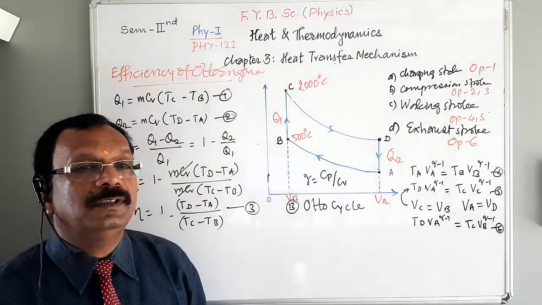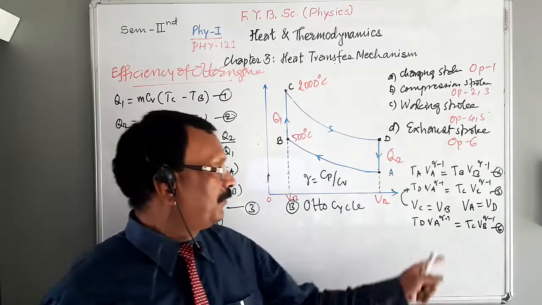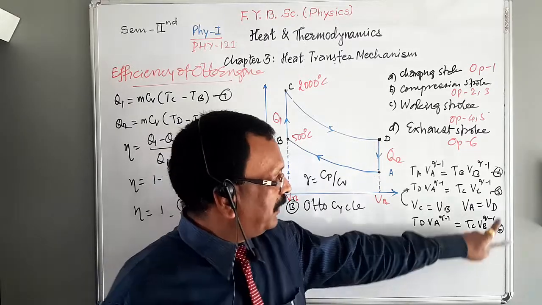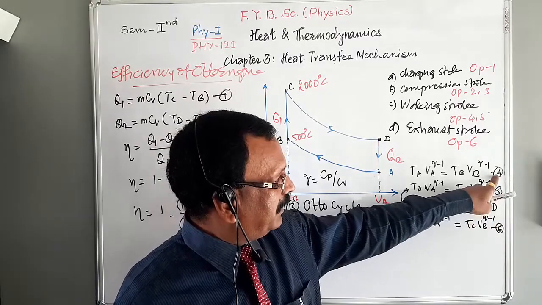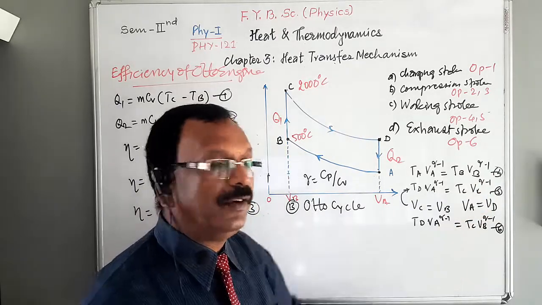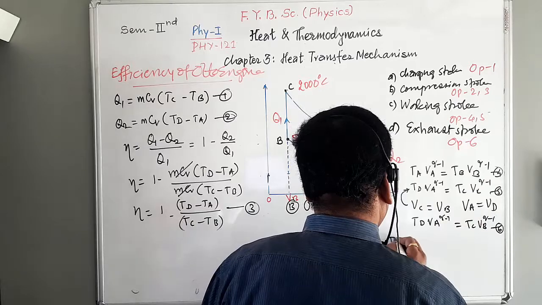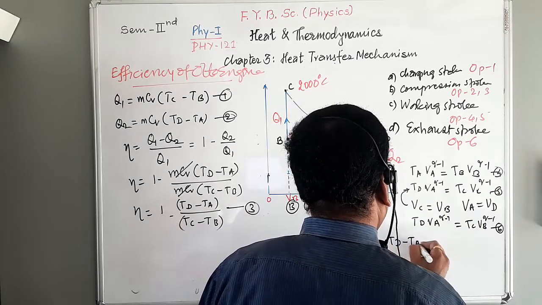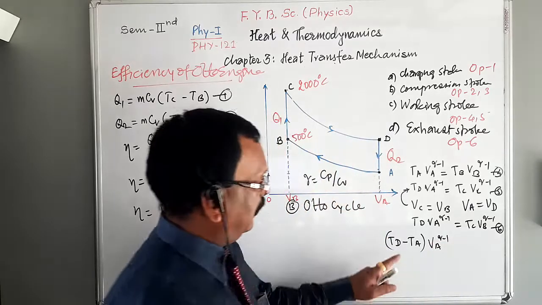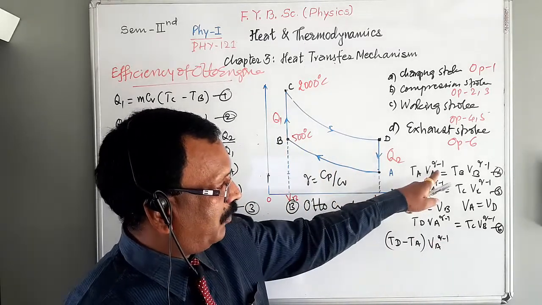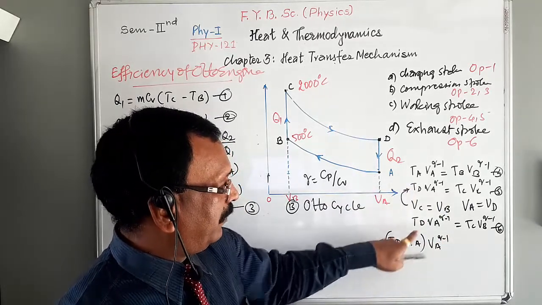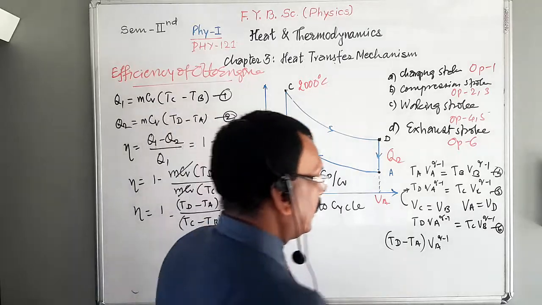Now, subtract equation 4 from 6. We have to subtract this equation from this equation. After subtracting this equation from this, we have Td minus Ta raised to Va raised to gamma minus 1. When we subtract equation 4 from 6, we subtract this term from this term, and we have Td minus Ta is equal to this.